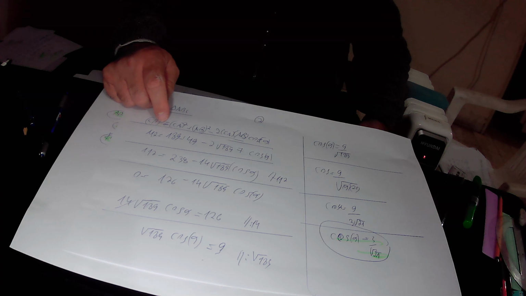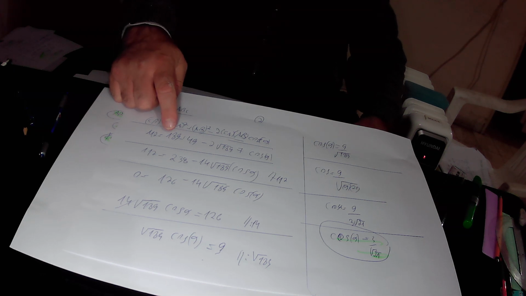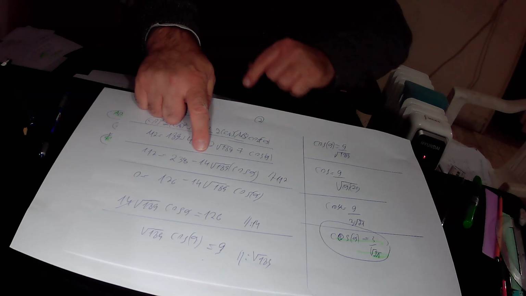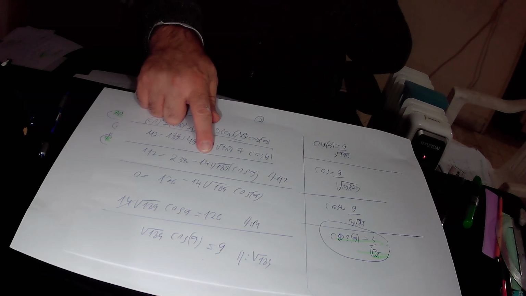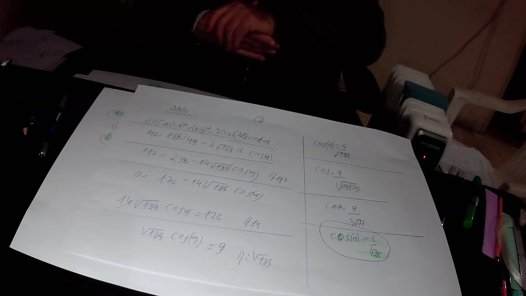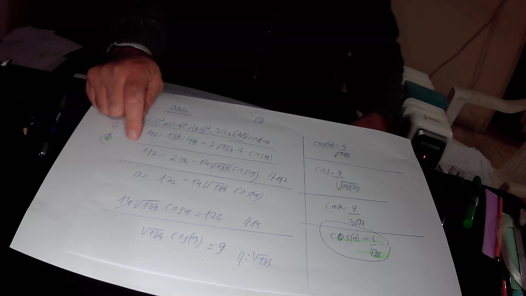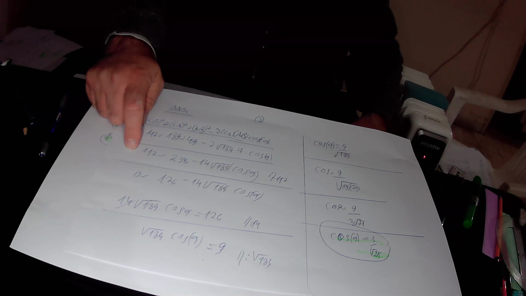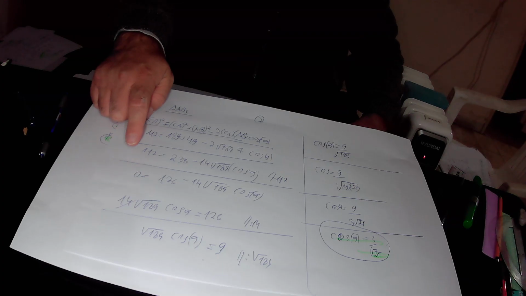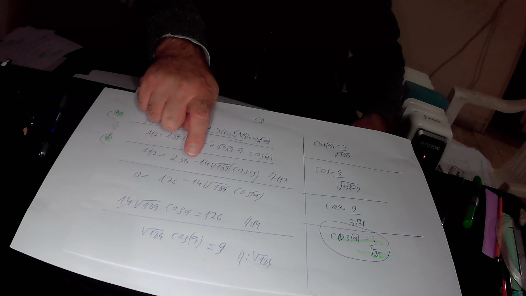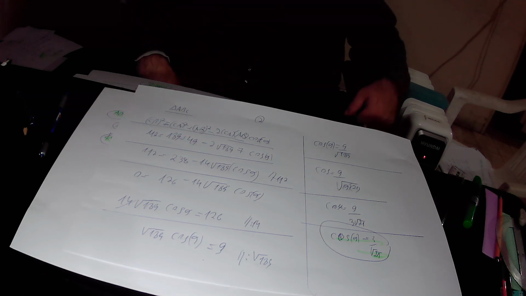So 112 equals 189 plus 49, which is 238. And we have minus 2 times 7, which is minus 14, times the square root of 189 times cosine alpha. So here we subtracted 112 from this equation. We found that what is left on one side is nothing, that is to say 0. While on the other side of the equation we have 238 minus 112, which is 126, minus 14 times the square root of 189 times cosine alpha.